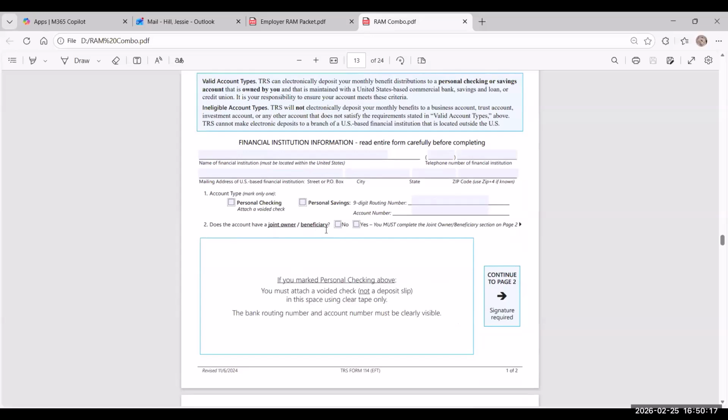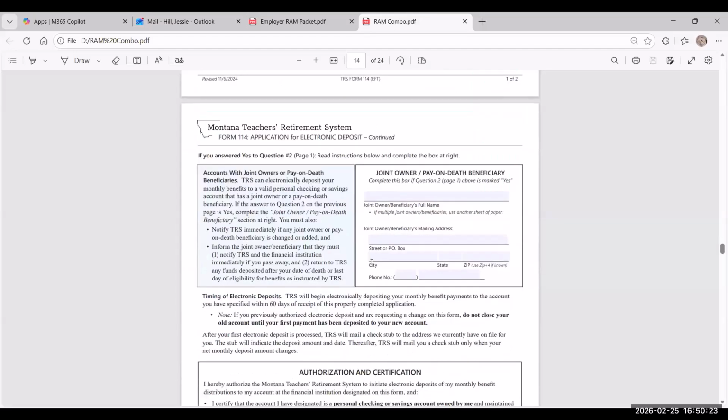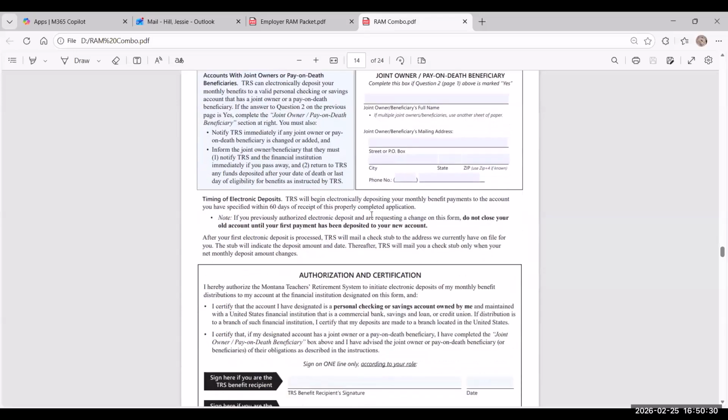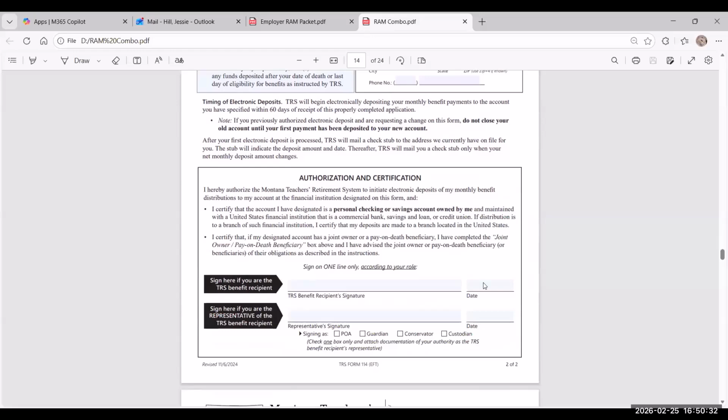And if this is a joint account, they have to indicate that with the number 2 question, either checking yes or no. And then on the back, if it is a joint account, we do require the joint account owner's information in that box as well. And then they are done, except all they have to do is sign and date on the very bottom of the form here.